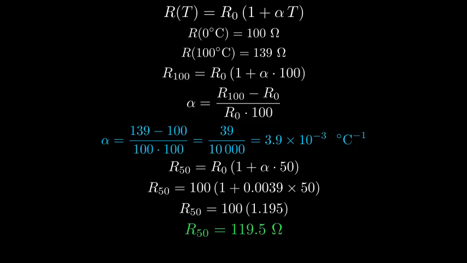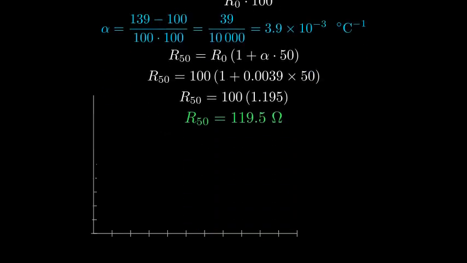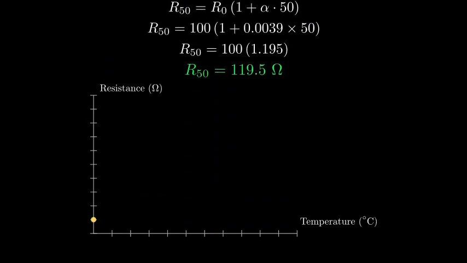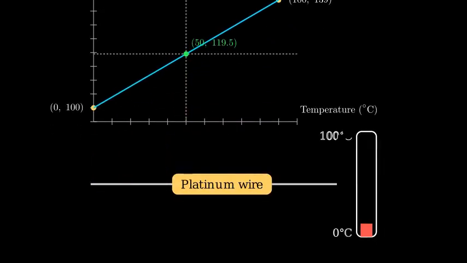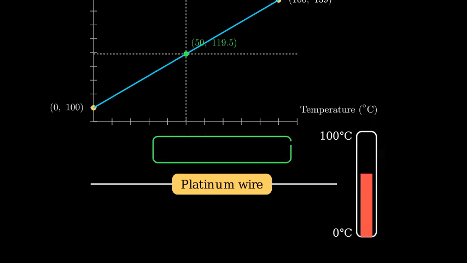To solidify the idea, let's view resistance versus temperature as a straight line. We will plot 2 points, 0 degrees 100 ohms and 100 degrees 139 ohms. A straight line through these points represents the linear model. Halfway in temperature, at 50 degrees, we read halfway in resistance between 100 and 139, which lands exactly at 119.5 ohms. Back to the physical picture. At 50 degrees, the thermometer is halfway up, and the resistance has increased from 100 to 119.5 ohms.